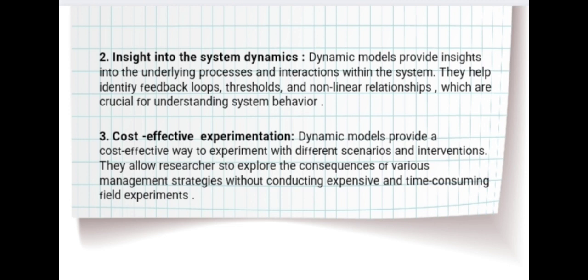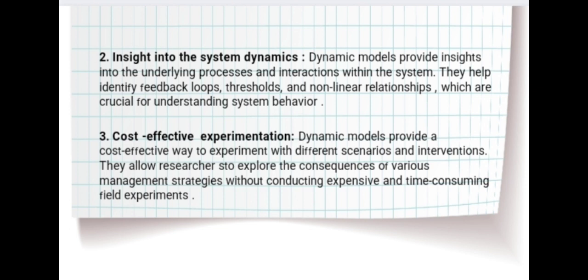So three is cost-effective experimentation, dynamic models. So that one is the same as the first. So the first one is just the same use of environmental models. So we will proceed directly to the disadvantages. So there are three disadvantages. First, uncertainty. Second is data requirements. Third is model complexity and validation.